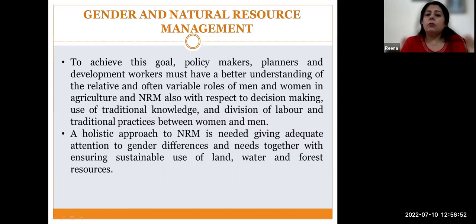So again, under goals, policies and planning of these development projects, there are definitely different roles for men and women. So all those roles of men and women in agriculture, in decision making, and in use of traditional knowledge, have to be taken care of whenever you are designing a natural resource management project, to ensure that this is a holistic approach, and has adequate attention to the gender differences.